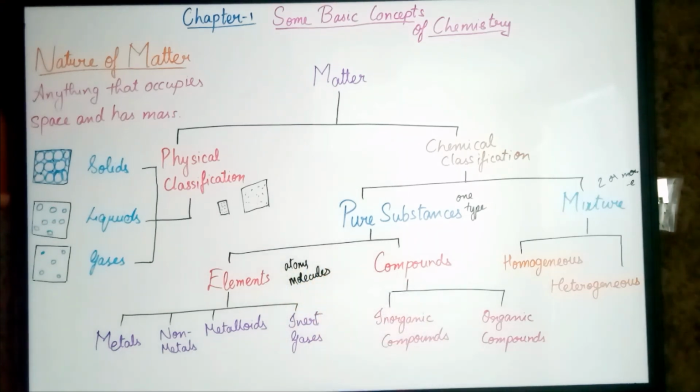Let's go to examples of these and maybe you can understand it better. When I talk about examples of metals, we could take the example of sodium, iron, gold.